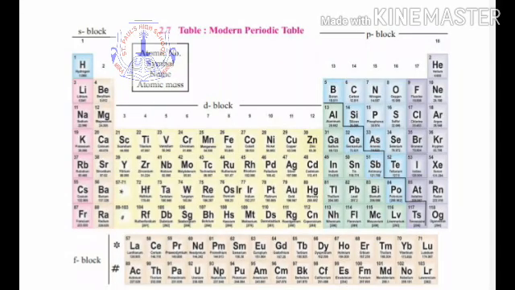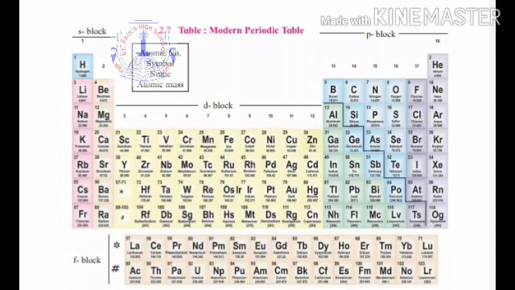The entire table is divided into 4 blocks: the S block, the P block, the D block, and below, the F block. How many groups come in the S block? Group 1 as well as group 2. They are called the S block elements. Then from group 13 onwards, 13 till 18 belong to the P block elements.